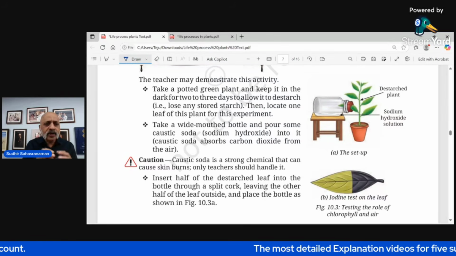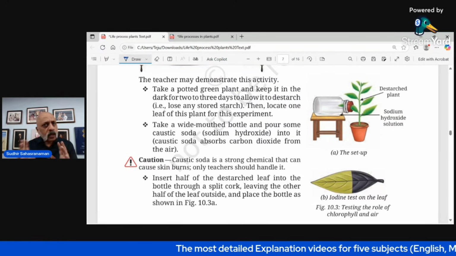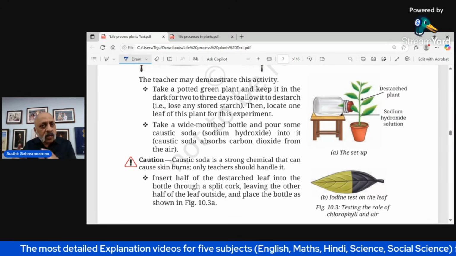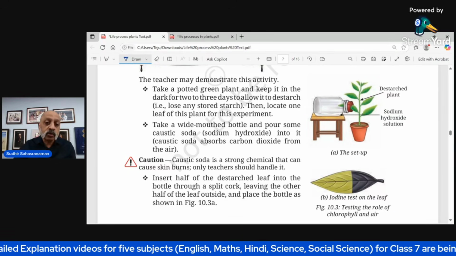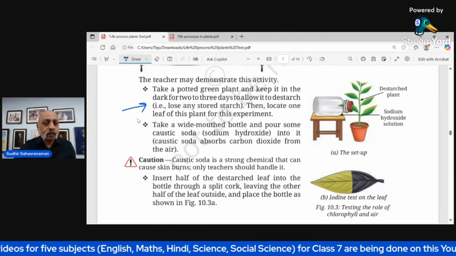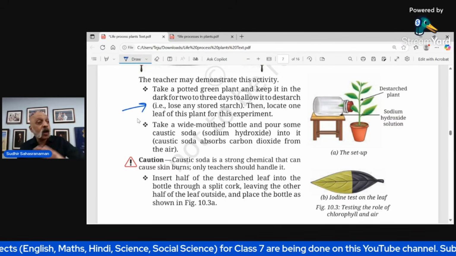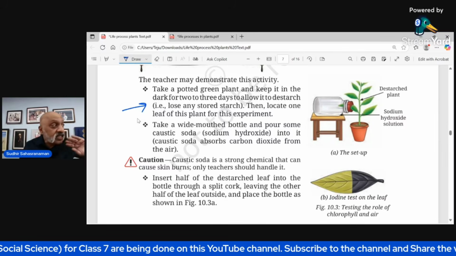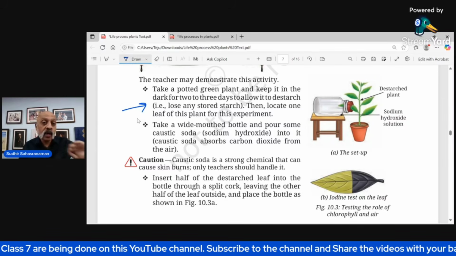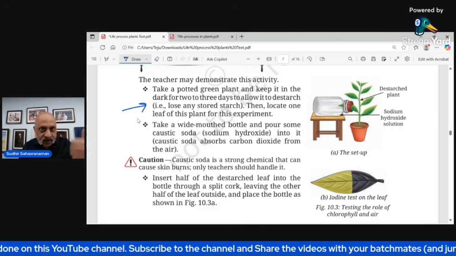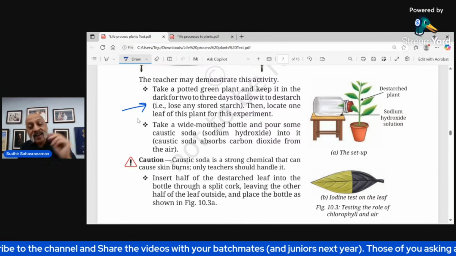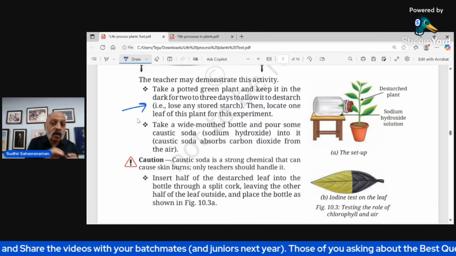What you do is you take a green plant like this one. Now, what you do is to keep it in the dark for about 2 to 3 days. Basically, what will happen is that when it does not get any sunlight, all the starch will get de-starched, which means all the starch will get removed from the leaves of the plants. Great. Step number 1.